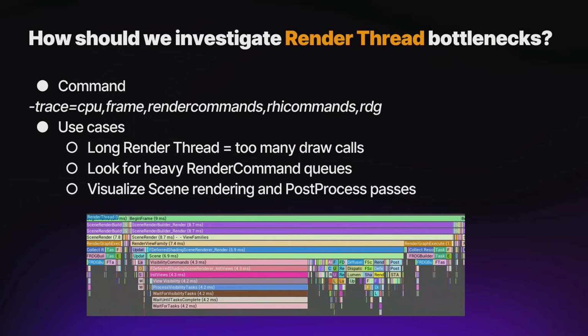To properly analyze the render thread, enable this channel in the thread. This will give you access to the entire rendering pipeline, including command submission and render graph activity. A long render thread time suggests that there are either too many draw calls or the render thread render command queue is bogged down. It is important to visualize each thread, each render path in detail to see exactly where the time is going.